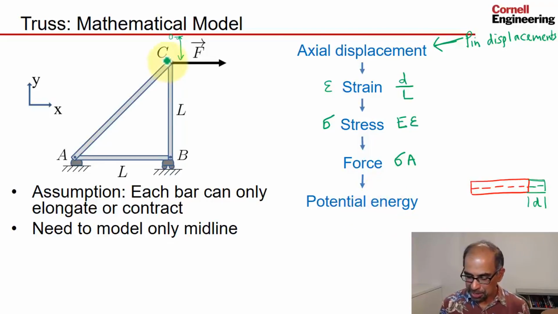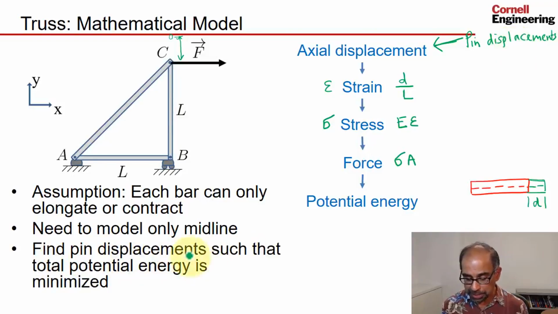Which means that once I know each of these pin displacements, I can figure out what the potential energy is. So my primary unknowns are the pin displacements. And I want to find the pin displacement such that the total potential energy of the truss is minimized, because at equilibrium, the total potential energy is minimized.